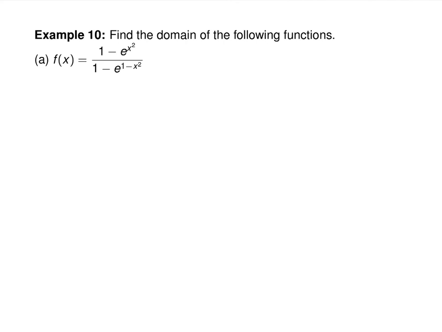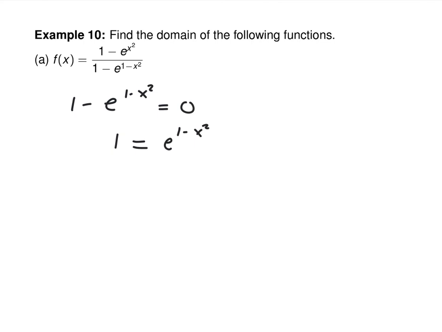Okay, so find the domain of these functions. Well, does the numerator cause problems? Nah, right? Numerator can be whatever it wants. Who's causing problems here? The denominator. We need to figure out where that is equal to 0. I think it's true at 1. I'm going to do a little bit more solving, but that is correct. That's the same thing as saying 1 equals e to the 1 minus x squared.